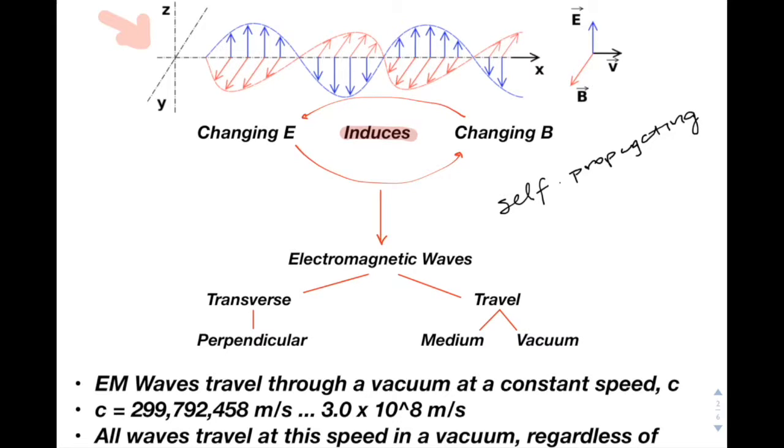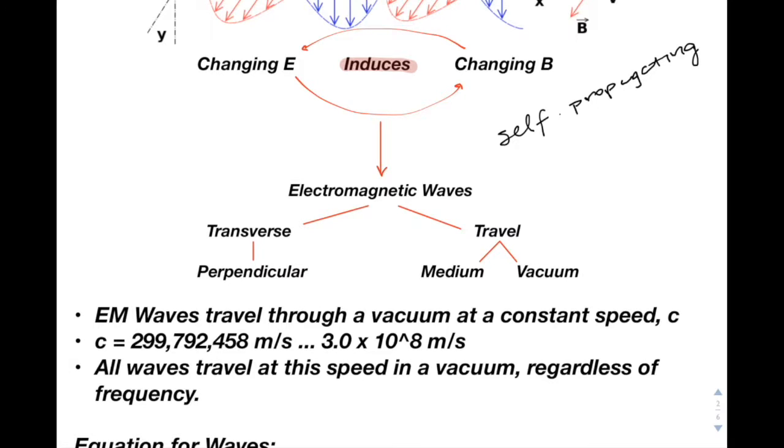And so an electromagnetic wave can travel in both a medium and a vacuum. So we're going to talk about in another video how the speed of an electromagnetic wave changes in a medium, whereas in a vacuum, the electromagnetic wave travels at a constant speed, which is denoted by the letter c. And so the value for c, which is just the speed of light in a vacuum, is 3 times 10 to the 8th meters per second. So you should know that all waves travel at this speed in a vacuum, regardless of their frequency. So if you ever see a question that asks you, for example, what is the difference between the speed of red light versus the speed of blue light in a vacuum, you should know that these speeds do not differ.